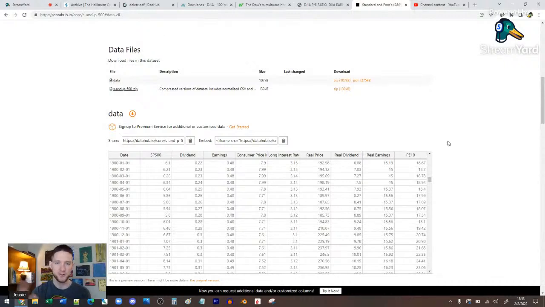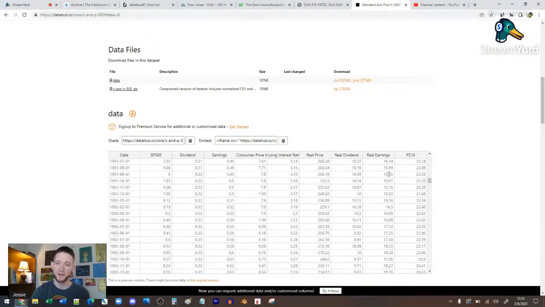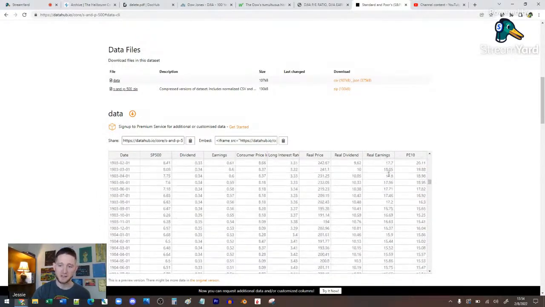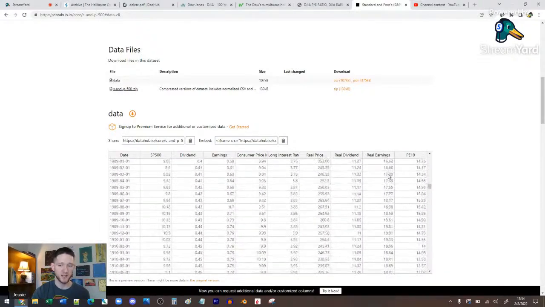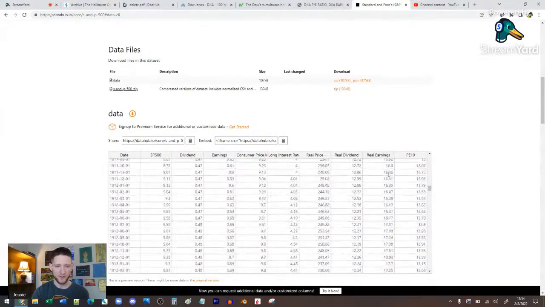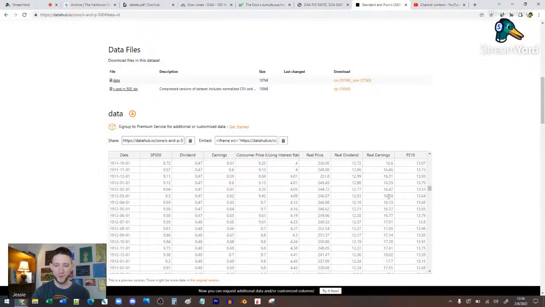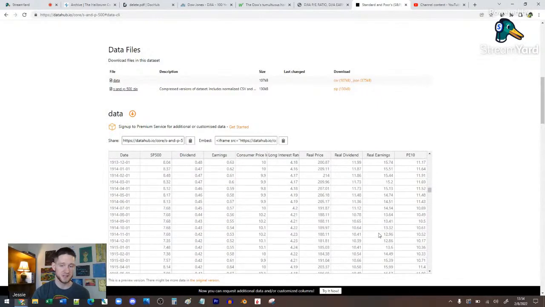You can find it on Robert Shiller's website, but this is a little easier to see. This is January 1st, 1900. The real earnings were about 15. And as we scroll every month, we see it's 15, 16, 17. And then right before 1929 it hits a high, I think almost 30. It keeps going up to 20, but down to 16, 17, 15.